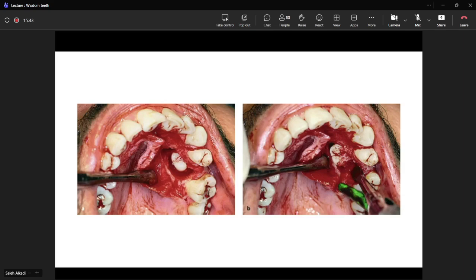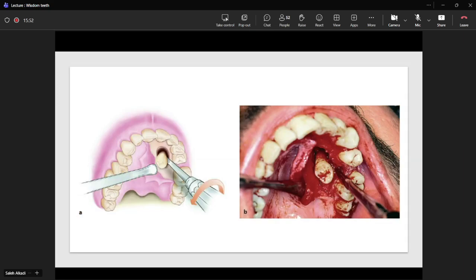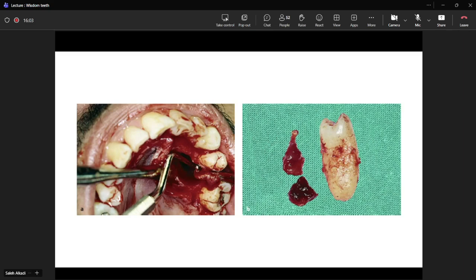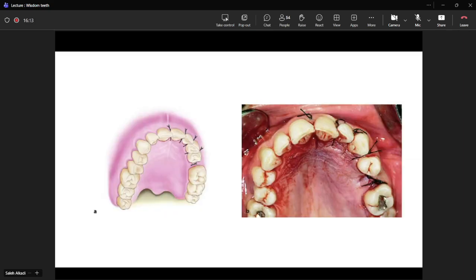The tooth may come out without need for any sectioning. Here, the surgeon placed the elevator, mobilized the tooth, and the tooth is out. So there is no need to section the crown from the root. Once the tooth is out, again, you have to clean the area, smoothen any sharp bone, irrigate the wound area, then close it using sutures. As you can see here, the remnant of follicle is removed and sutures placed the flap to its original position.